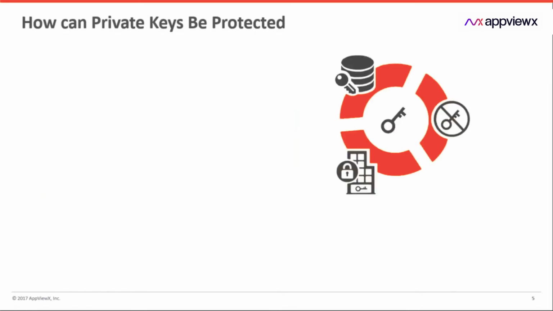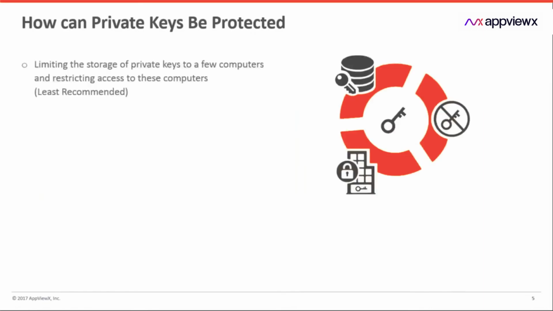There are three ways. Limiting the storage of private keys to a few computers and restricting access to these computers. How do we restrict access? By using your directory systems, such as an Active Directory or an LDAP to restrict user access. Though this is effective, this is least recommended for various reasons.